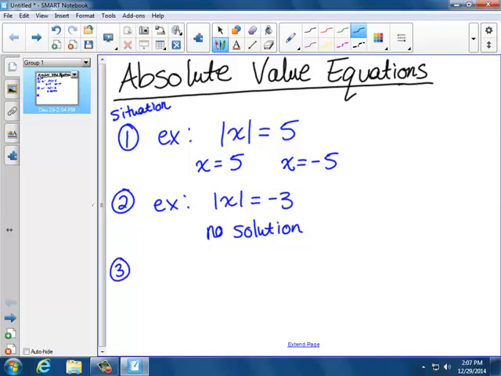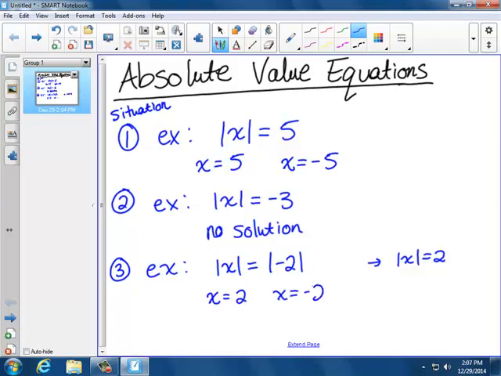Now, how about the last one? If I had the absolute value of x equals the absolute value of negative 2. What could I put in for x to make this work? If I do a little simplifying over to the side, this is the same as the absolute value of x equals 2, because the absolute value of negative 2 is 2. So kind of like the first one, my answers are going to be a positive 2 and a negative 2.